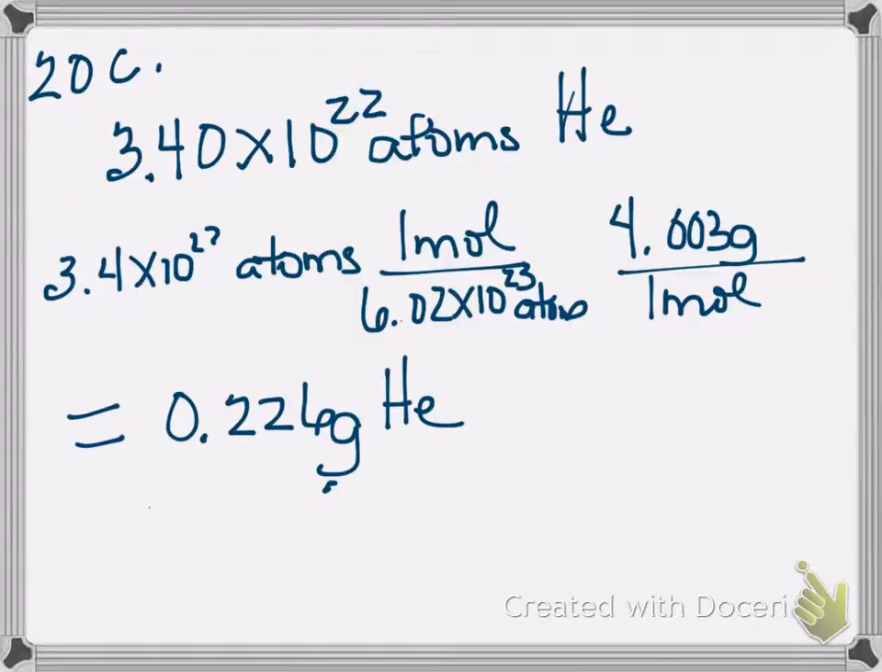20c, we have 3.4 times 10 to the 22nd atoms of helium. Put down 3.4 times 10 to the 22nd atoms times 1 mole over 6.02 times 10 to the 23rd atoms. We can cross out atoms. 1 mole of helium weighs 4.003 grams. We can cross out moles. We're left with grams. And your final answer is 0.226 grams of helium.